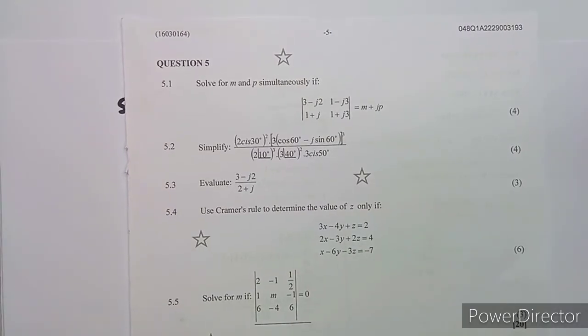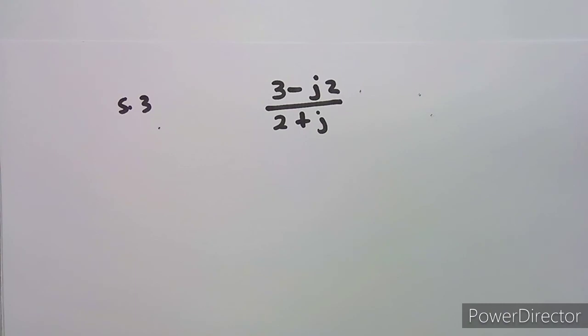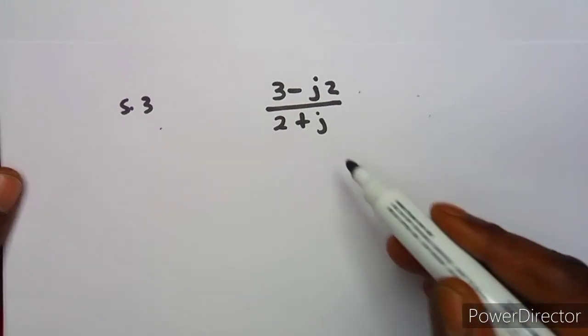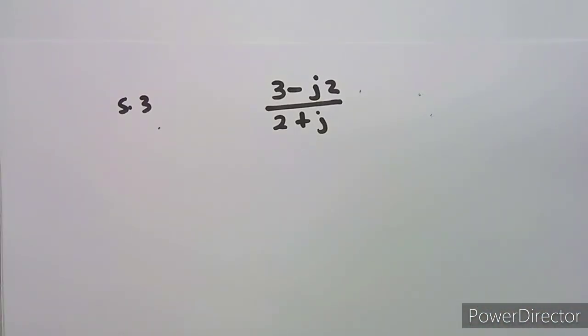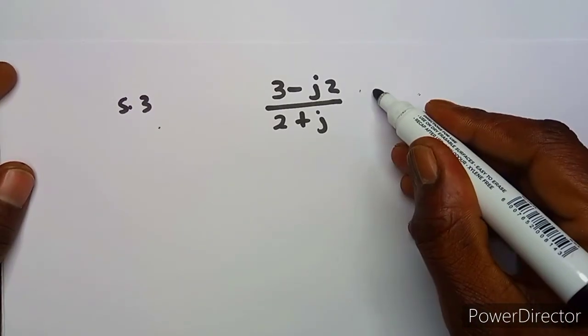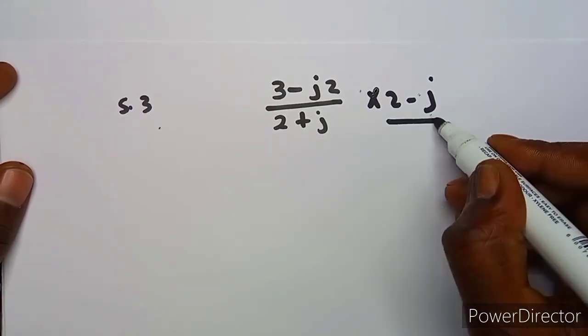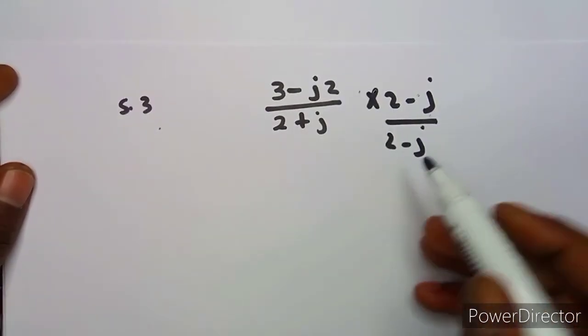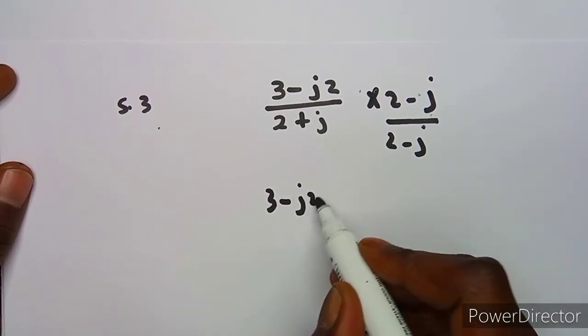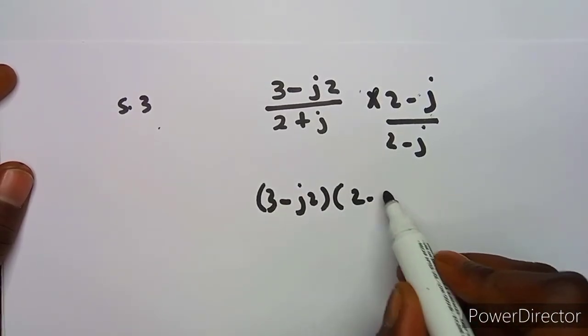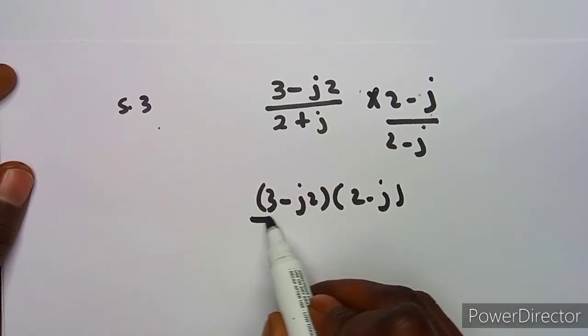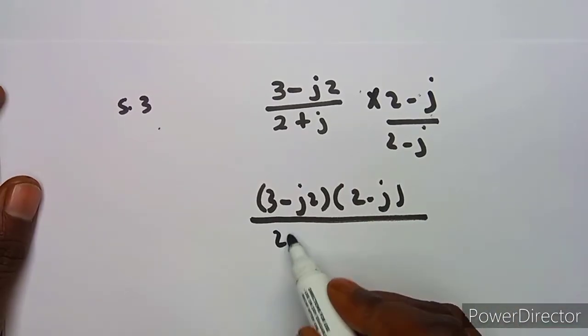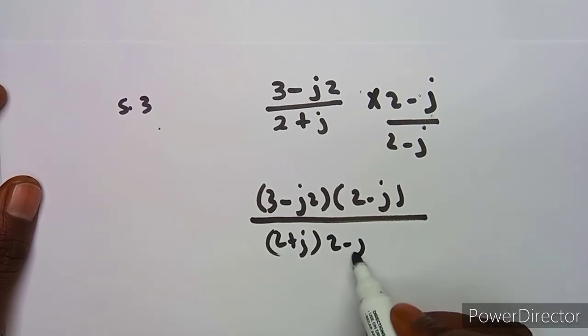We have to rationalize the denominator, where we have to make sure that the denominator now has a real term. You have to multiply both the numerator and denominator by the complex conjugate, which is the conjugate of 2 plus j, that is 2 minus j. So 2 minus j both sides, which means we're going to multiply 3 minus j2 by 2 minus j, everything over 2 plus j times 2 minus j.